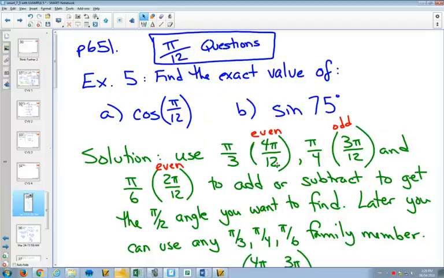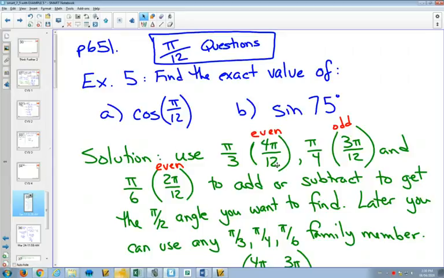So one of the main uses of those sum and difference identities that we learned the other day was to figure out the exact values of different pi over 12 or 15 degree family members. So here are a bunch of pi over 12 questions. It's asking you, can you find the exact value of cos of pi over 12? This would be non-calculator. It's not on your pi plate.